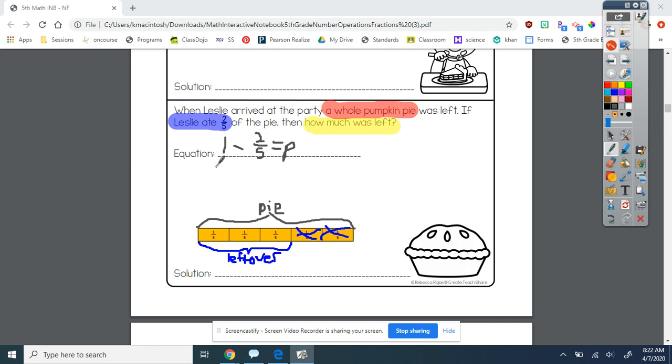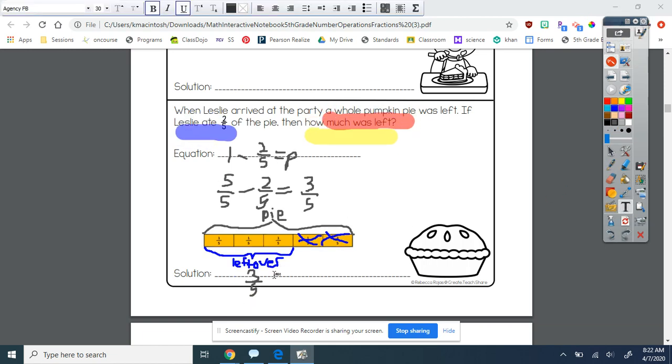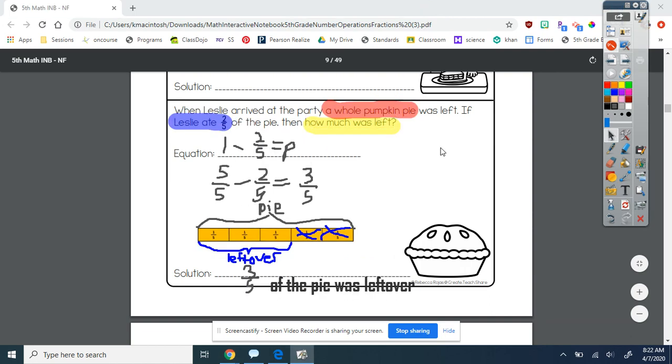This 1 whole minus 2/5 looks confusing to me. But if you rewrite it like how we used our tiles here, and we started with 5/5 instead of just that 1 whole, now you're back to a fourth grade problem. You know how to take 2/5 away from 5/5. You get 3 left over. And then again, I need to come down to my solution and say 3/5. I can bring my text over here: of the pie was left over. And I've solved my problem. I wrote my whole equation, used a model, and labeled my answer.